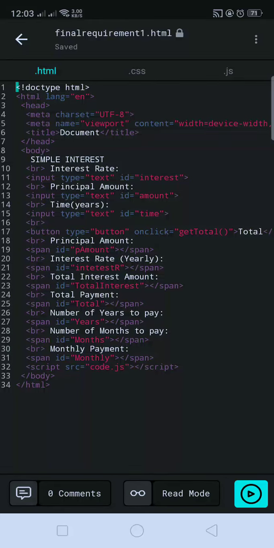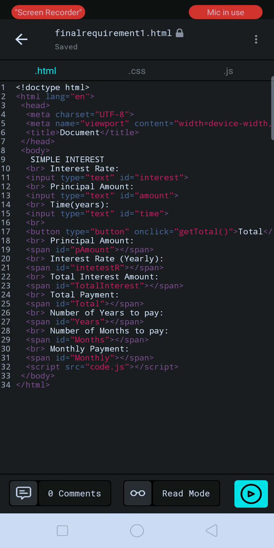Final requirements 1. The title of our code for final requirements 1 is Simple Interest. The interest rate, principal amount, time in years. This is the first code for input. The ID for principal amount is amount, the ID of interest rate is interest, and the ID of time in years is time. Then the second code is a button click where the values will appear.